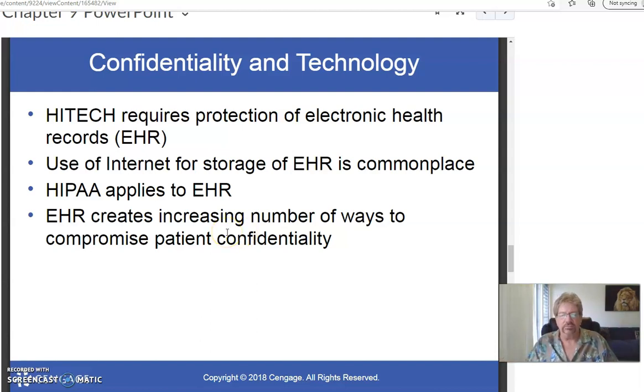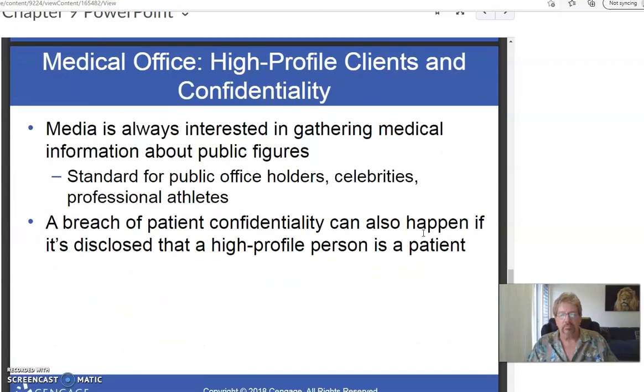Confidentiality and technology. High tech requires protection of electronic health records, EHR. Remember, we had this before. Be sure to remember that. An electronic health record is a vast one that different providers can access. An electronic medical record, an EMR, is the one for a given facility. Use of the internet for storage features is commonplace. HIPAA applies to EHR. EHR creates an increasing number of ways to compromise patient confidentiality. The more it's out there, guys, the more apt it is to be tapped into for some reason. Medical office.